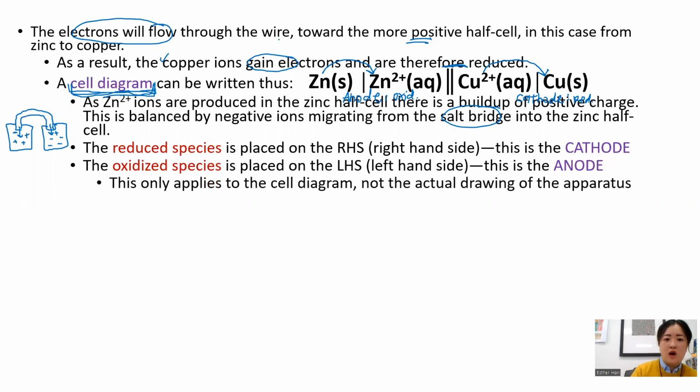When we write out the cell diagram, this is just a reminder that we always go anode to cathode. I always remember this with air conditioning, AC. So you have the anode on the left and your cathode is on the right. But when you physically draw out here's my half cell and here's my wire and here's my salt bridge, and you connect everything with your electrodes, it doesn't necessarily have to be anode on the left and cathode on the right. Sometimes you'll see a cathode here and then the anode here, right?